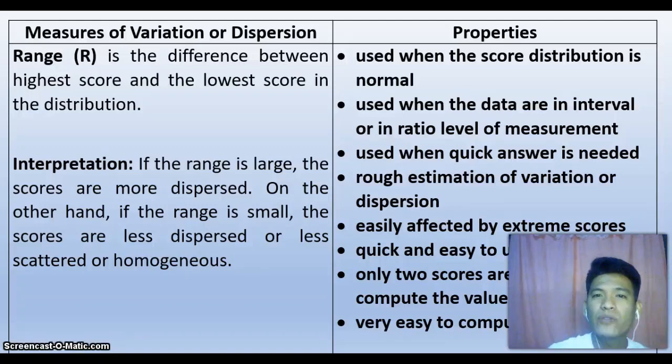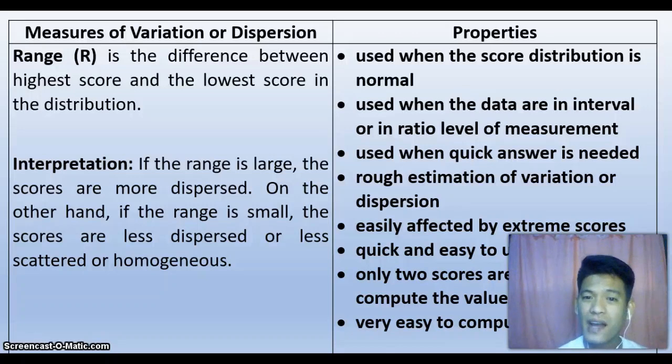So let's take a look first at the first property. It is used when the score distribution is normal. Of course, we can say that the distribution is normal because we only need the highest score and the lowest score. Now let's take a look at the rough estimation of variation or dispersion. How dispersed are the scores? Is it homogeneous or heterogeneous?